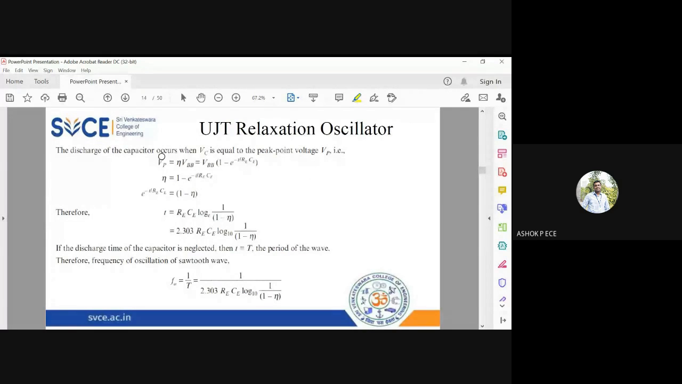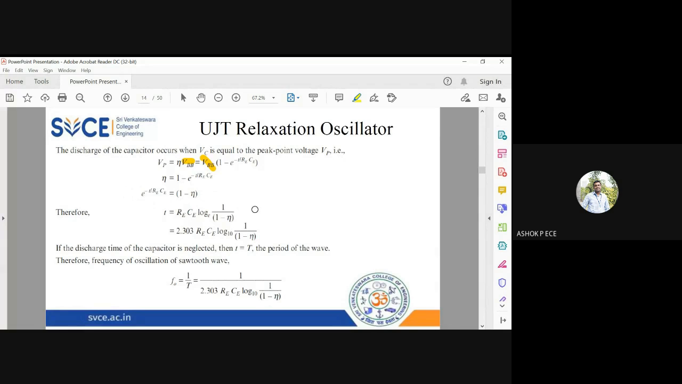So substitute Vc equal to Vp, and you know Vp equal to eta into Vbb, the voltage across the terminal B1. So I can cancel out this Vbb, and I'll get eta equal to 1 minus e power minus t by Re into Ce. Take e power minus t by Re Ce on one side, so it is 1 minus eta. Now take natural logarithm on both sides. If you take natural logarithm, you get t equal to Re Ce, log to the base e.